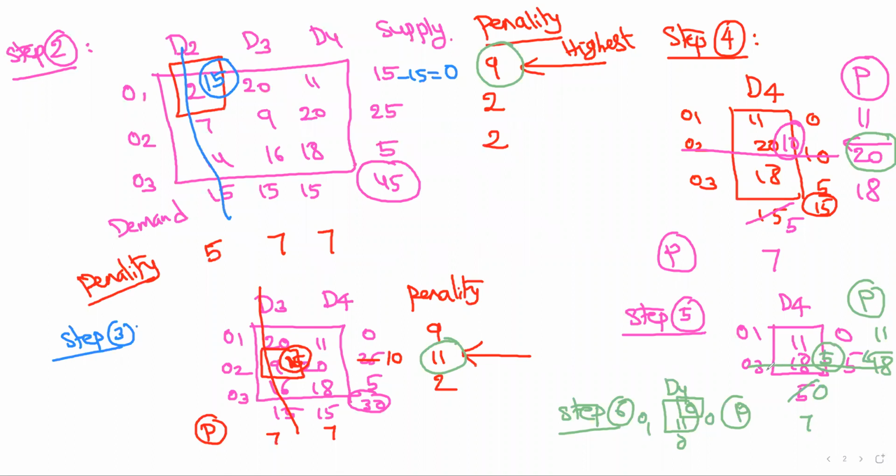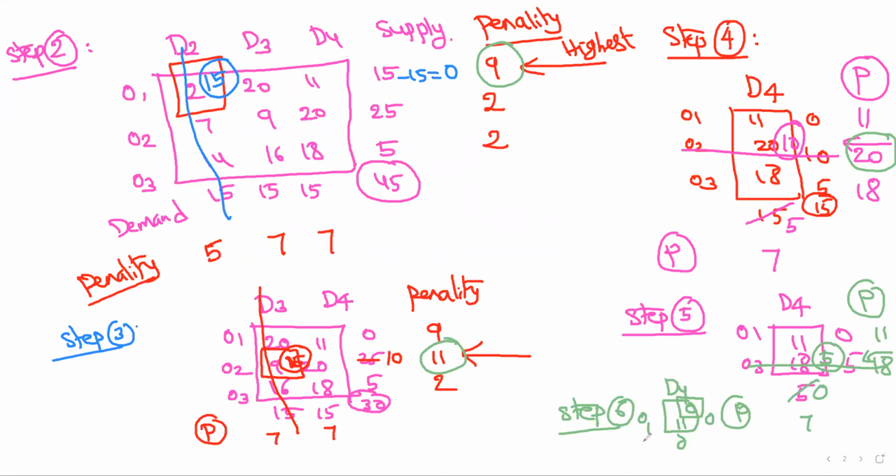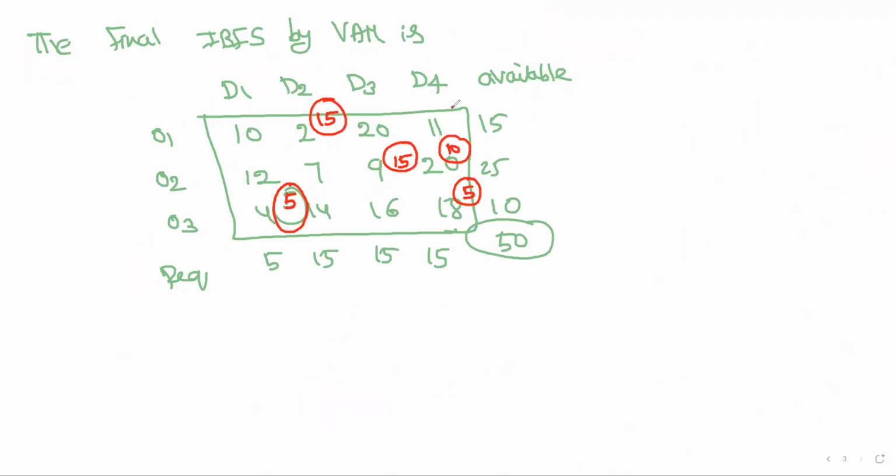Okay, step 5. O3D4 5. And last one is O1D4 0. Yes. Now checking here once. 15 plus 0, 15 correct. 15 plus 10, 25 correct. 5 plus 5, 10 correct. Column wise 5 okay, 15 okay, 15 okay, 10 plus 5, 15. Yes. Now we have to find minimum cost of transportation.